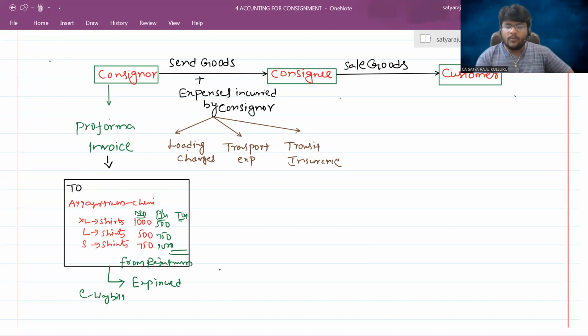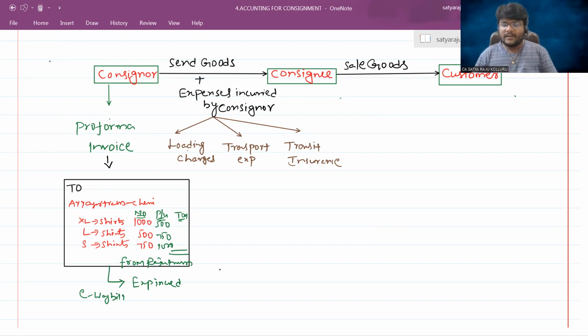Now this pro forma invoice document will act as evidence that the consignor sent certain goods to the consignee. And the consignee will also verify the physical goods along with the pro forma invoice, whether all the physical goods were received or not. So that's why the pro forma invoice will act as evidence from both the consignor's point of view as well as the consignee's point of view. Do you understand, all of you?